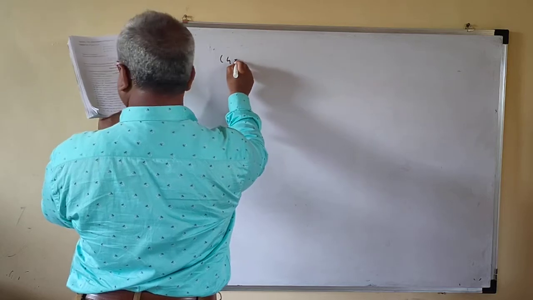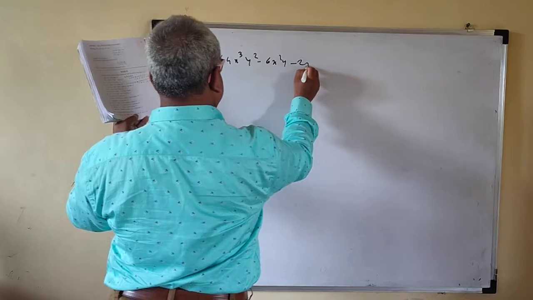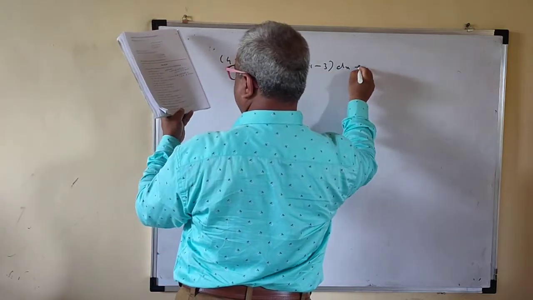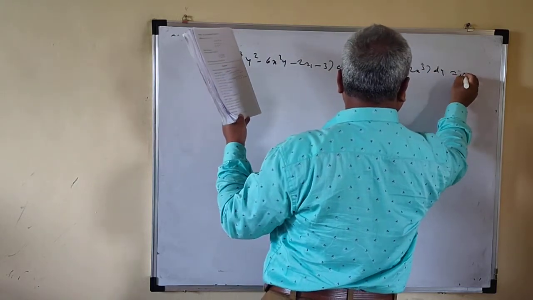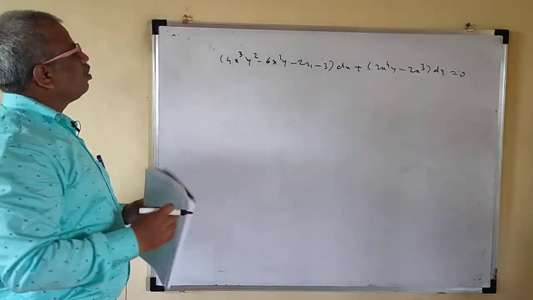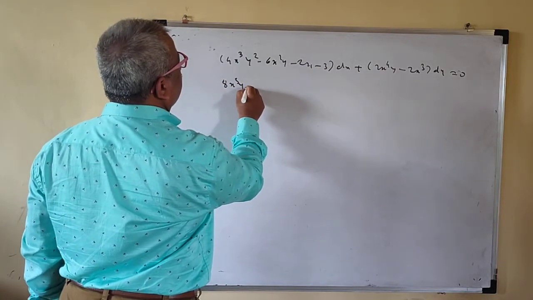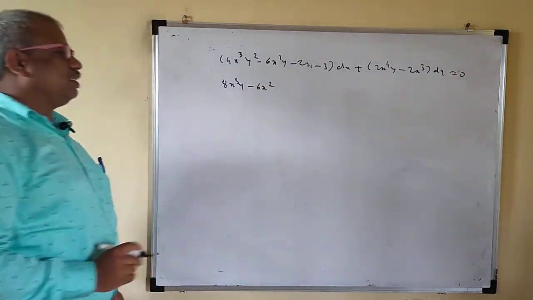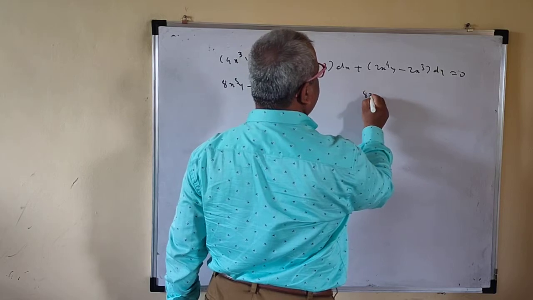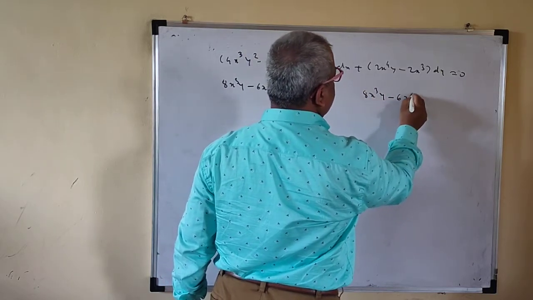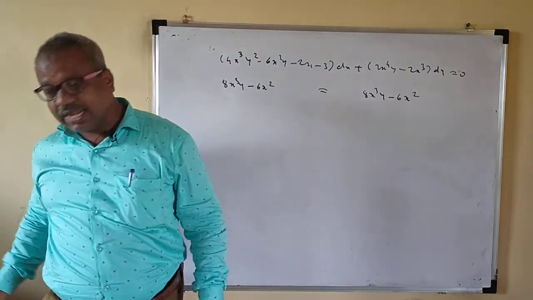Okay. Suppose we are given (x cube y square minus 6x square y minus twice x minus 3) dx plus (twice x raised to 4 y minus twice x cube) dy is equal to 0. We'll check if this is exact or not. Differentiate this with respect to y. So this is 8x cube y minus 6x square. Now here we have to differentiate this with respect to x. This is 8x cube y minus 6x square. See, both are the same. So this is exact.